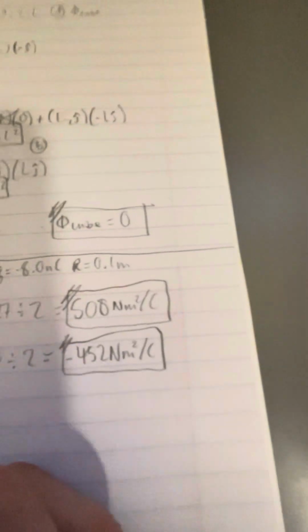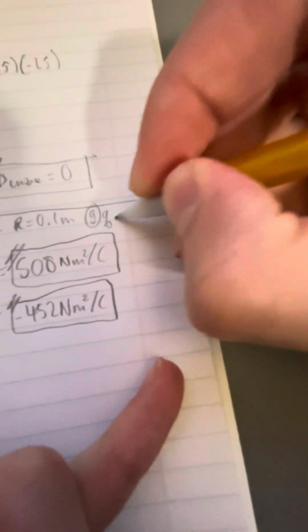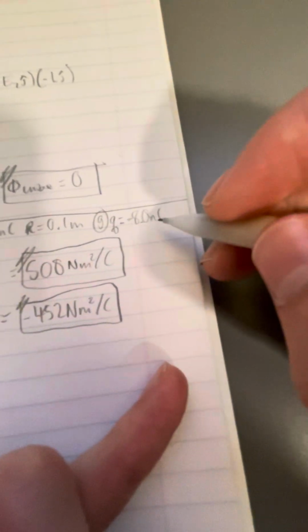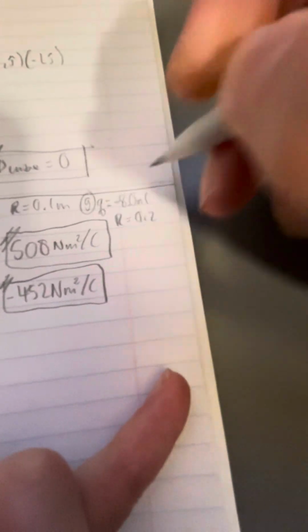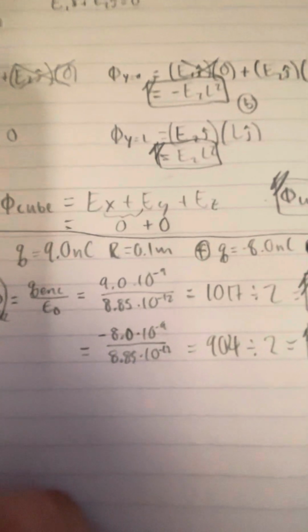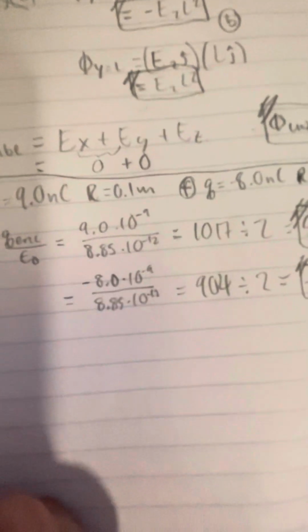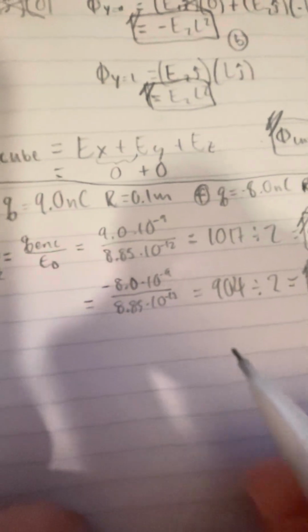And part G asks us, again, similar ask. This time we're given the same point charge, -8 nanocoulombs, but this time R is equal to 0.2 meters. And so let's see here. Yeah, so originally from the problem, let me see, I'm missing some information here.